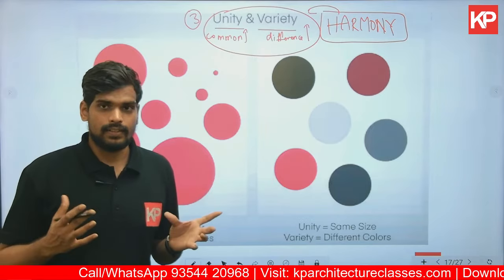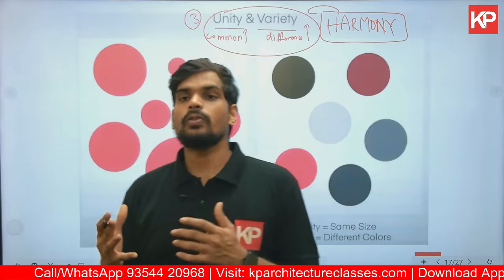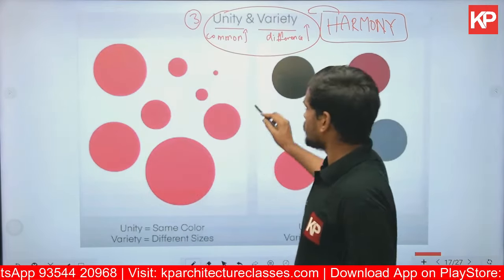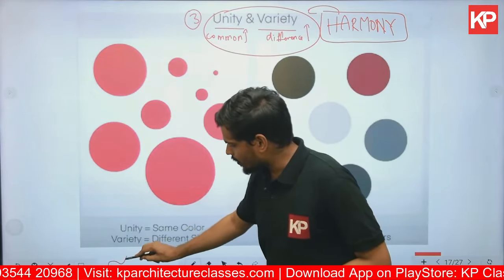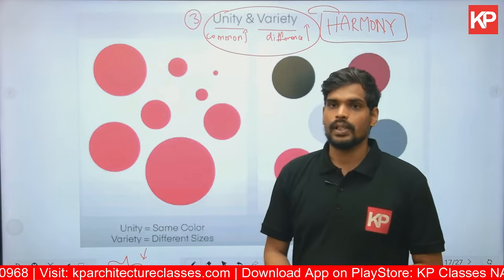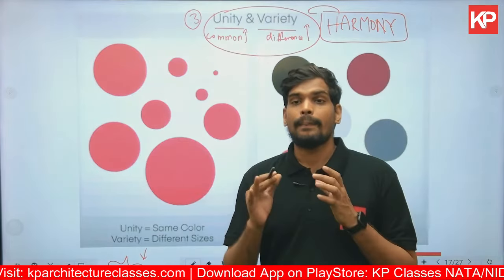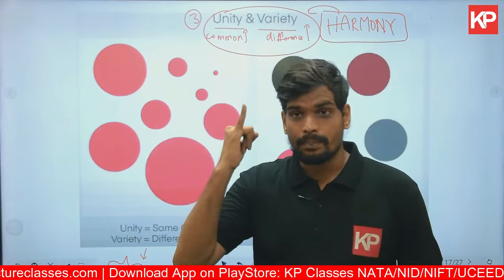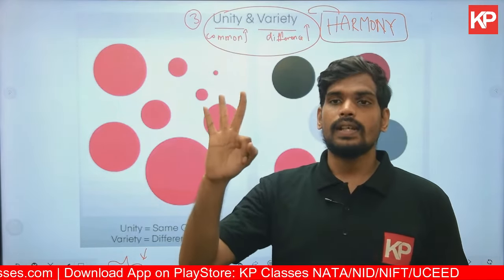Everything is of different colors. So when you create designs, you should use unity and variety both. And when you use unity and variety both together in a correct balanced amount, you will get harmony. Harmony is nothing but balance of unity and variety. That's the third principle of design. So we studied balance, rhythm, unity and variety.